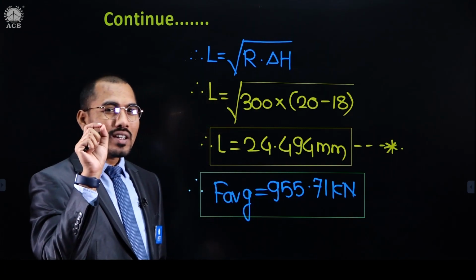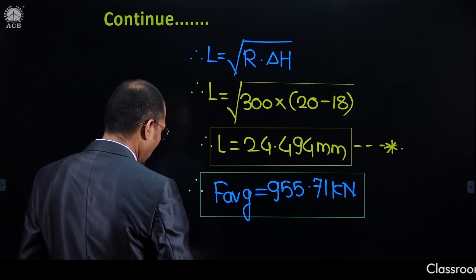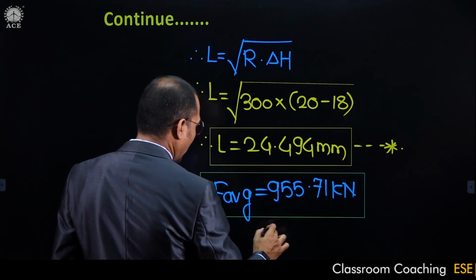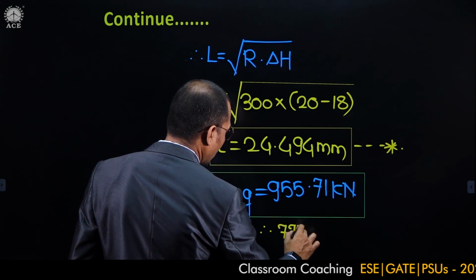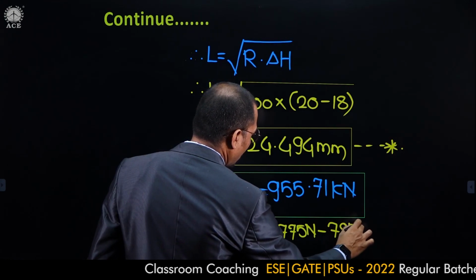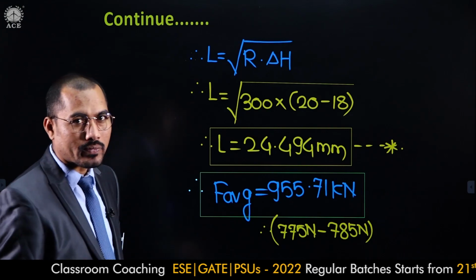But now, whatever key is given by IIT Bombay, it was given in a range. What is the range given? The range is exactly 775 Newton to 785 Newton. And our answer is exactly outside of this particular bucket.